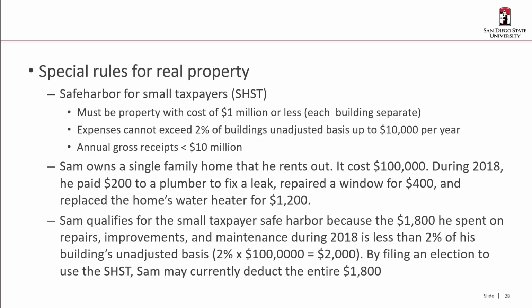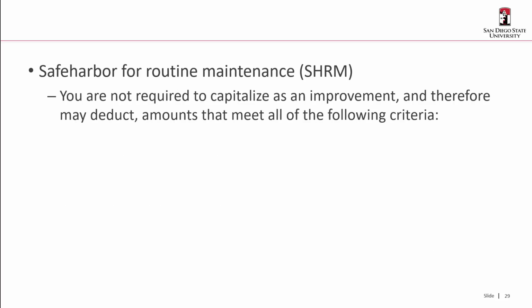However, Sam can qualify for the small taxpayer safe harbor because the $1,800 he spent during the year is less than 2% of the unadjusted basis, right? And so he can just go ahead and deduct all $1,800. So again, probably $600 of that would have been deductible without the safe harbor, but this certainly sweeps in the other $1,200 as well. So there's also a safe harbor for something called routine maintenance, or the SHRM.